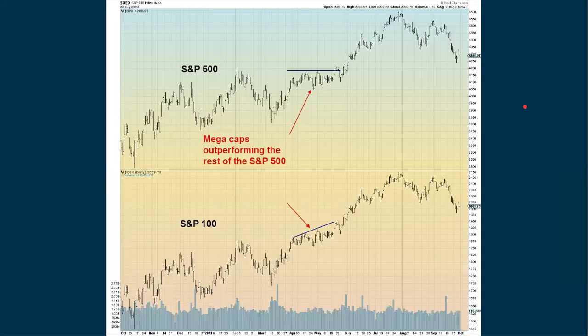Then we compare the S&P 100 with the S&P 500 just to see if they're acting about the same, and currently they have been. We did see more of a divergence when we were getting higher highs with the S&P 100, that's the big stocks, where we were going sideways with the S&P 500, and those are the things that we like to look for on this chart.